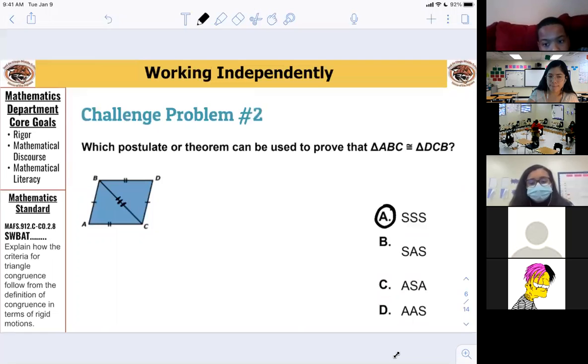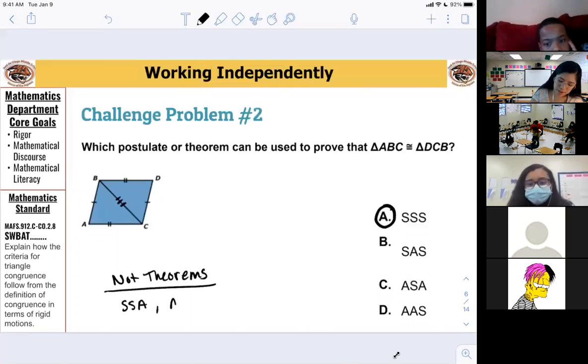Definitely not. Good. Which theorems are false or fake news? Which ones are not real? SSA. SSA, and there's one more. AAA. Yeah. So remember, if you see that come up, fake news, it doesn't work.